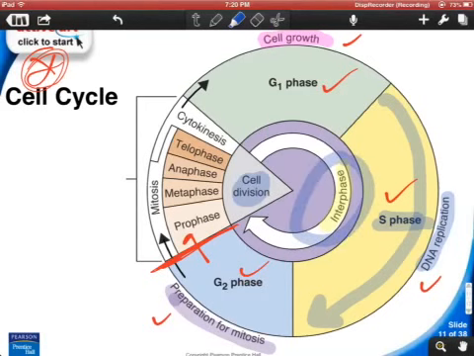So again, what we wanted to get out of this is just the basics behind the cell cycle. What are the three main things that cells go through to get themselves prepared for division? And then in the next video, we're going to talk about the actual stages of mitosis. So that's it for the cell cycle, and thanks for listening.